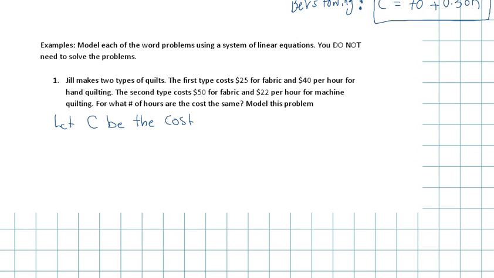What would be my second thing? Sure. Perfect. Let T be the number of hours. Good. Now, what would be the equation for the first type of quilt? C equals 25 plus 40T. Excellent.